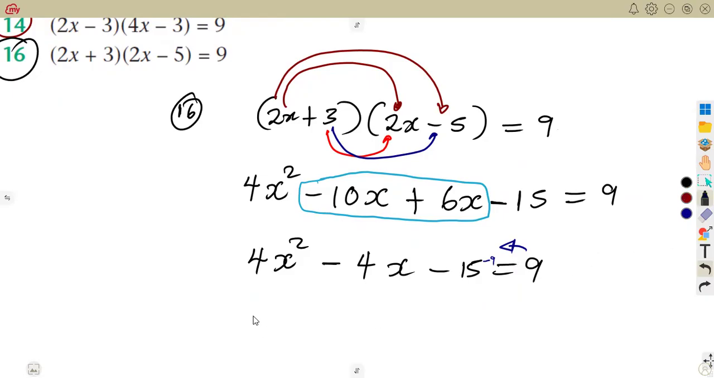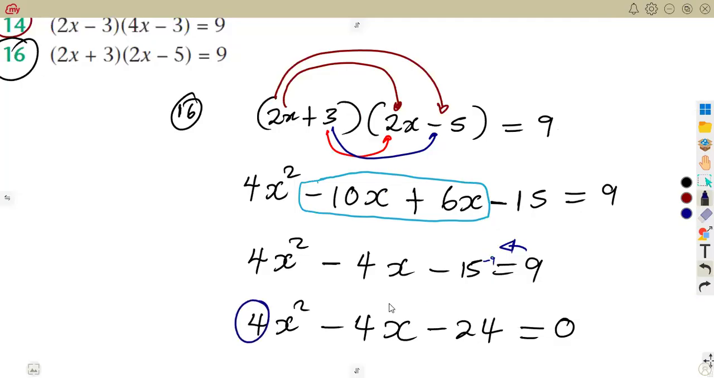So that is going to give us 4x squared minus 4x. You take this one to the other side, it gives you a minus 24. That's equal to 0 like this. Yes, the coefficient of x squared is not a 1. We've got a number there, which is a 4.